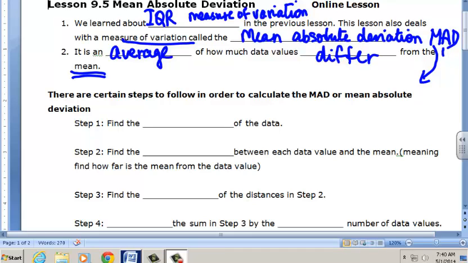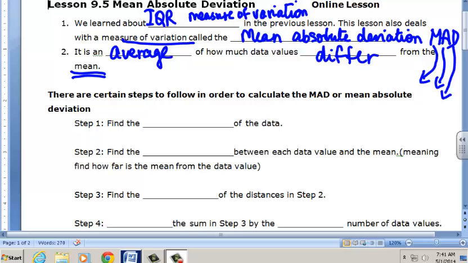Absolute, remember we learned about absolute value, which was the distance from 0. Here mean absolute means how far the data is away from the actual mean of the data. We'll look at that in a minute. And then D stands for deviation. Deviation means how much it differs from. When you say don't deviate from the topic, that means don't go way off the topic. All right, let's go ahead.